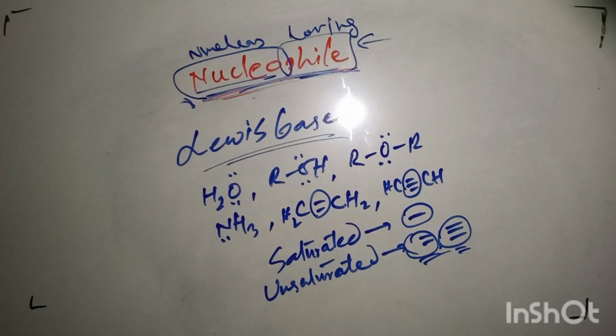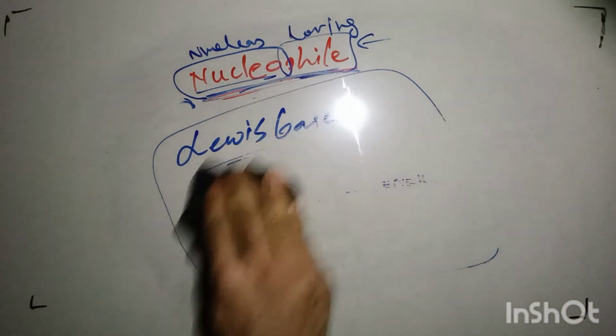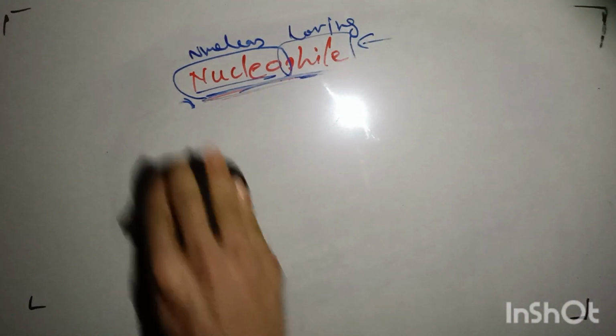Next we will proceed further. These are all about attacking reagents. So first we learned about electrophile, then we learned about nucleophile. How many types of nucleophile are there? Two types. What are they? Negatively charged nucleophile and neutral nucleophile. And how many types of electrophile? Two types. What are they? Positively charged electrophile and neutral electrophile.